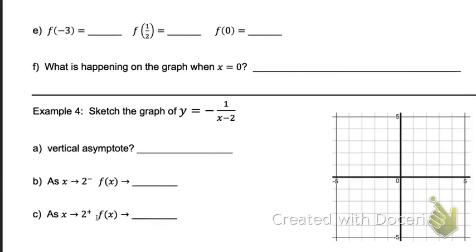Okay, so we're going to just plug in a few values. Remember the parent function is y equals 1 over x. So when you see f of a number, what are you doing here? Plugging it in. You're plugging it in for x. So what's f of negative 3? Negative 1 over 3, or 1 over negative 3.